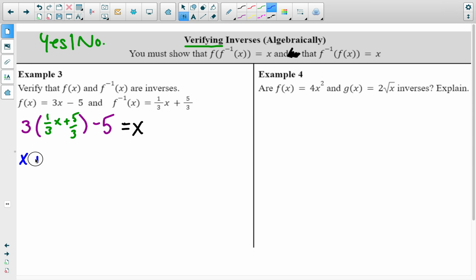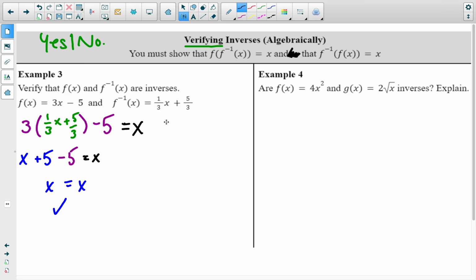3 times 5/3 just gives us 5. And then we still have this minus 5. And then in our next step, plus 5 minus 5 is going to cancel to give us x. Does x equal x? Yes. Okay, so that was f of f inverse.